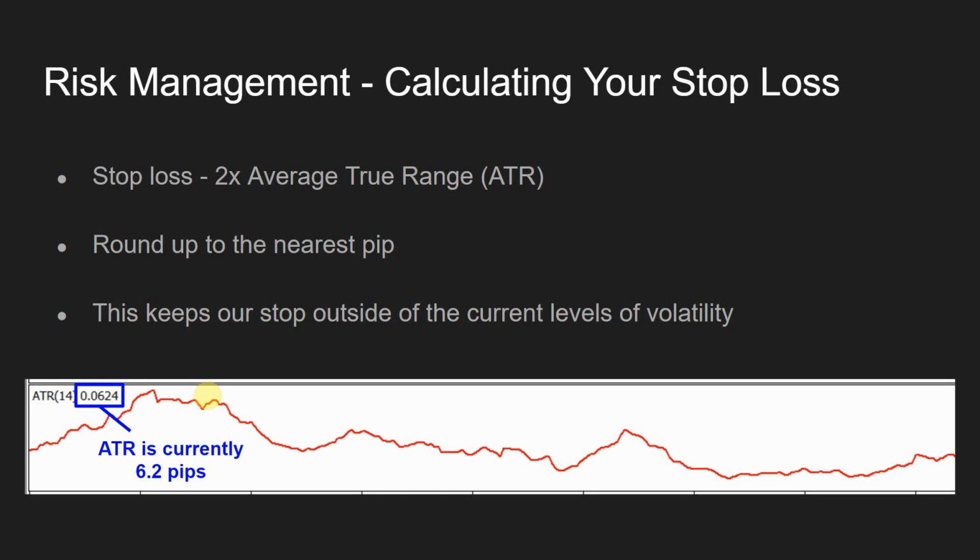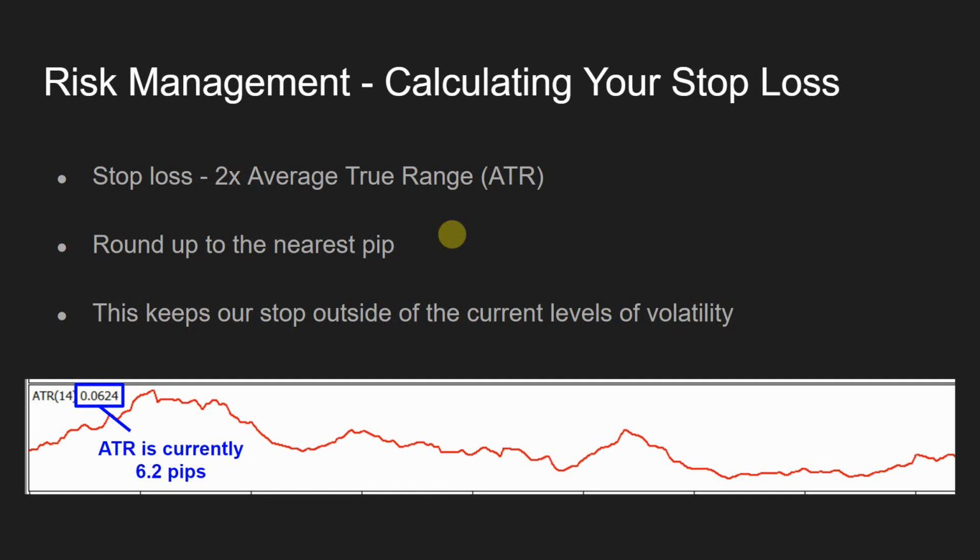Knowing that information, how would you set your stop loss? Generally, from a scalping perspective, I like to set the stop loss at 2 times the ATR value. In this case, 6.2 pips would be 12.4. But as you'll notice, I've rounded up to the nearest pip, because when we go on to calculate lot sizes, we don't want to be looking at decimal places. So I'll round that 12.4 up to 13 pips, to give myself a bit more room, which is why I round up as opposed to rounding down to 12 in this instance.